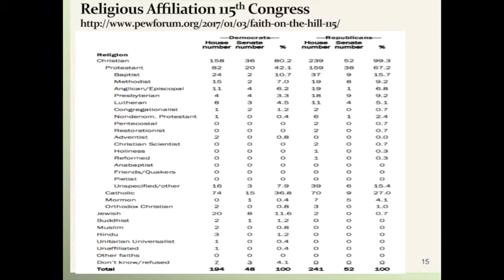I wanted to talk about who's been in Congress that is Seventh-day Adventist. The reason I'm talking about Seventh-day Adventist is this is Washington Adventist University. It is a Seventh-day Adventist institution.